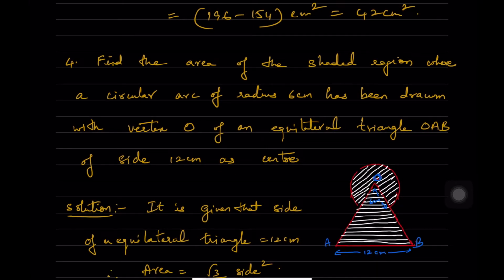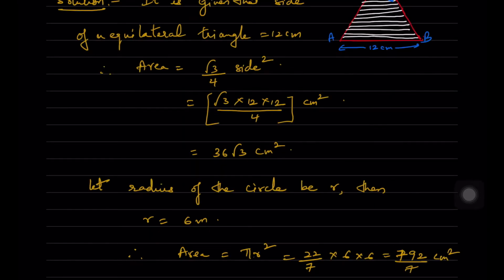Find the area of the shaded region where a circular arc of radius 6 centimeters has been drawn with vertex O of an equilateral triangle OAB of side 12 centimeters. It is given that the side of the equilateral triangle is 12 centimeters. Therefore, area of the equilateral triangle is equal to root 3 by 4 side square, which is equal to root 3 by 4 into 12 into 12.